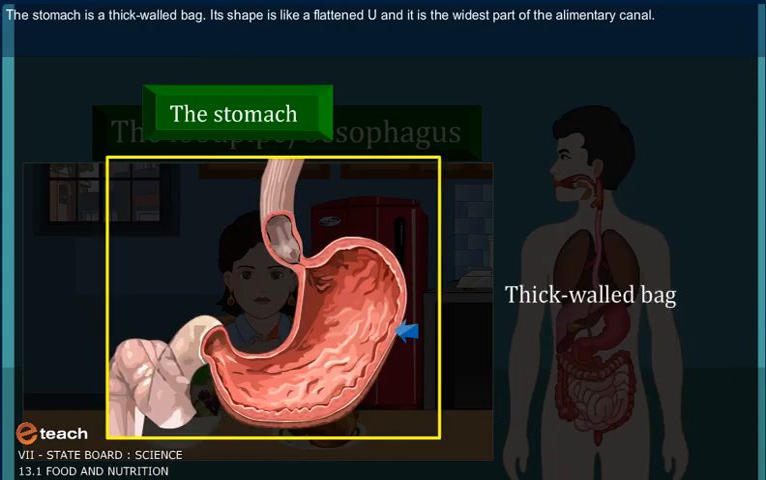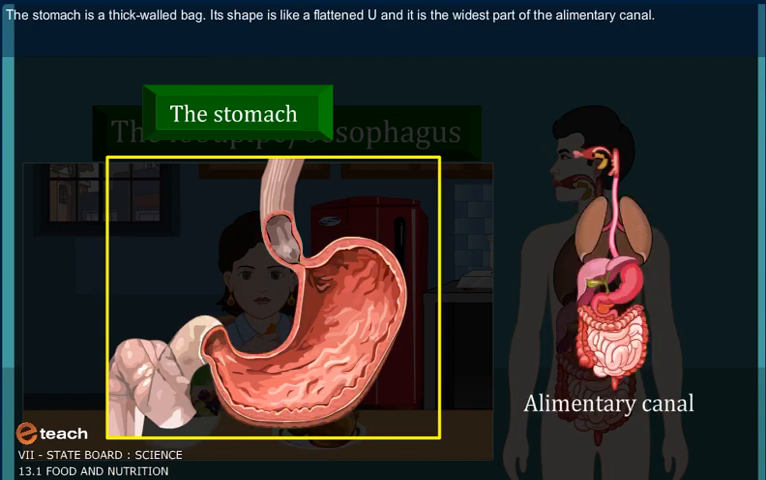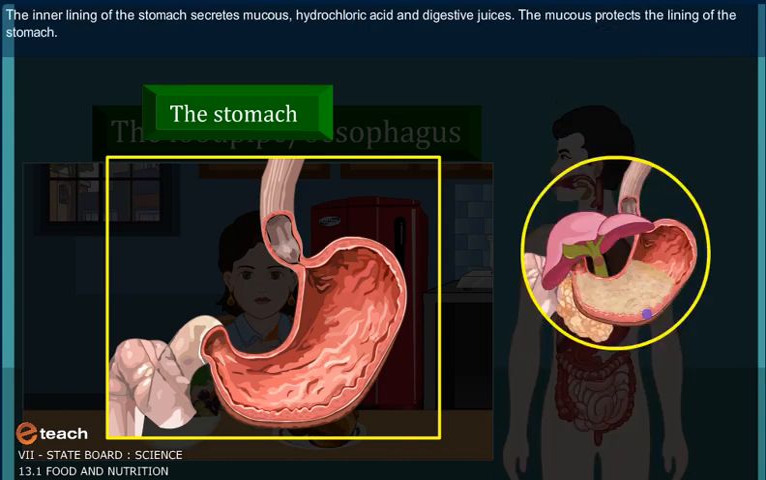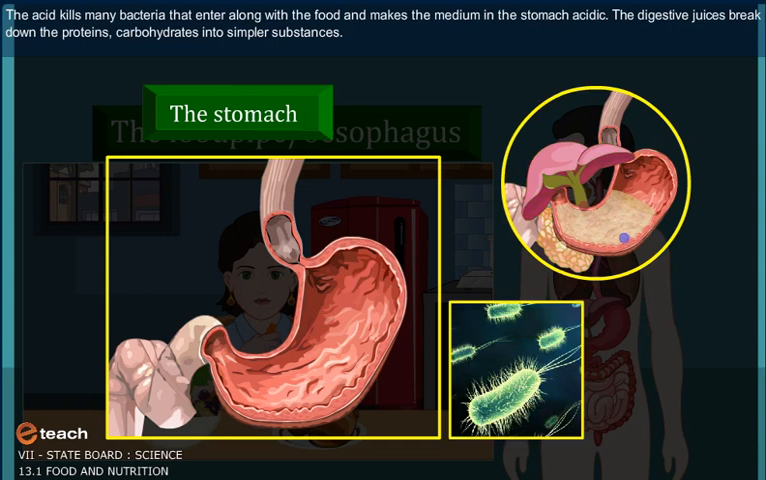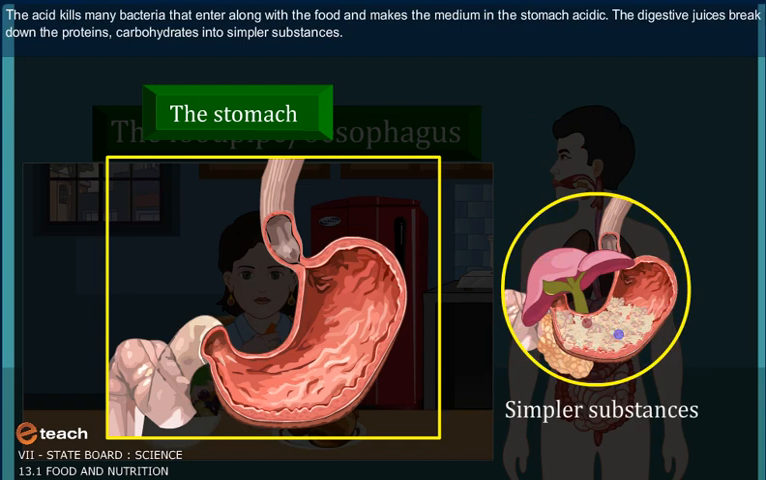The stomach is a thick-walled bag. Its shape is like a flattened U, and it is the widest part of the alimentary canal. It receives food from the food pipe at one end and opens into the small intestine at the other. The inner lining of the stomach secretes mucus, hydrochloric acid, and digestive juices. The mucus protects the lining of the stomach. The acid kills many bacteria that enter along with the food and makes the medium in the stomach acidic. The digestive juices break down the proteins and carbohydrates into simpler substances.